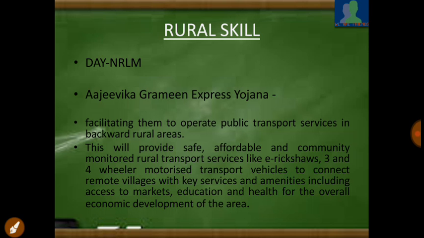Facilitating them, meaning rural people, to operate public transport in backward rural areas. So they will be operating public transport in rural areas, and this will provide safe, affordable and community-monitored transport service like e-rickshaw, three-wheeler and four-wheeler motorized transport vehicles to connect remote villages with key services and amenities, including access to market, education and health for the overall economic development of the area. So it will increase the access to the nearby market or nearby city. Another is it will provide employment opportunity, and third, it will definitely reduce the communication gap between the rural area and the nearby urban area.